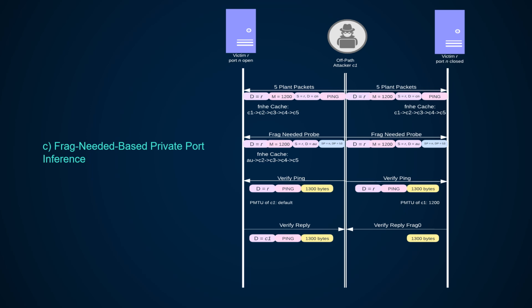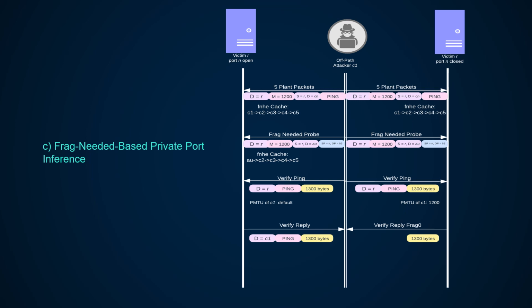First, the attacker plants 5 spoofed IPs, C1, C2, C3, C4, C5, in the hash table. Then the attacker sends another spoofed IP, AU. If the fourth tuple gets matched, the respective cache entry overrides C1. Then the attacker sends a verification packet with 1300 MTU. And if the ICMP reply is also 1300 bytes, then the attacker knows that the resolver's cache has been updated. Then the goal is achieved.